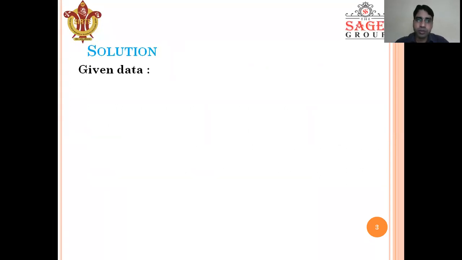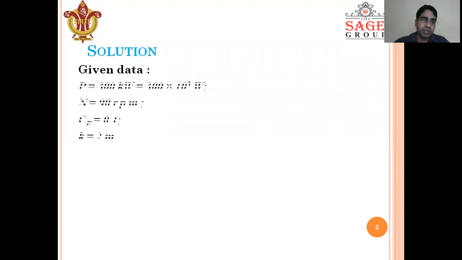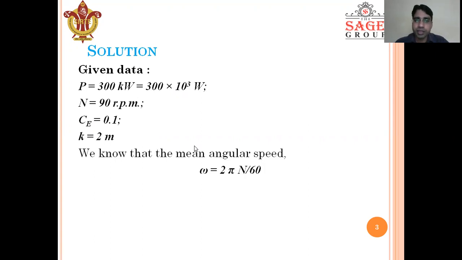We will start the solution from the given data. The power is equal to 300 kilowatt, which is converted into watt, multiplied by 10 to the power 3, and the speed N is equal to 90 rpm. The coefficient of fluctuation of energy, that is C, is given as 0.1, and the radius of gyration is equal to 2 meter. We know that the mean angular speed omega is equal to 2 pi N upon 60. So put the value of N equal to 90 rpm, and we will get the value of omega equal to 9.426 radian per second.